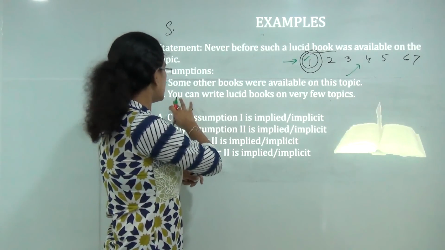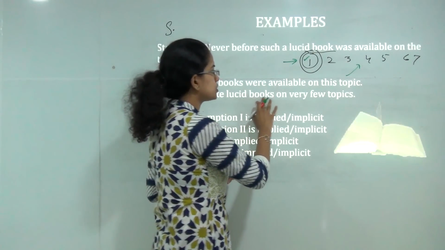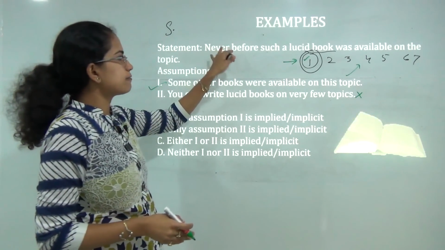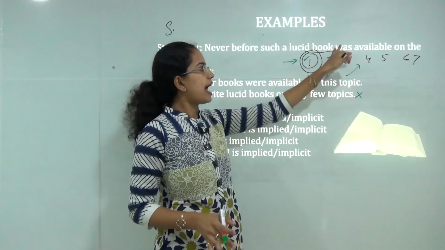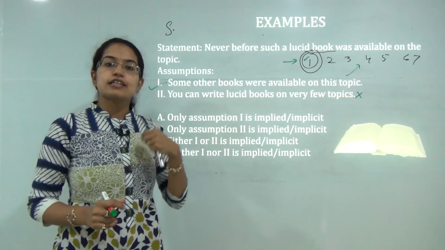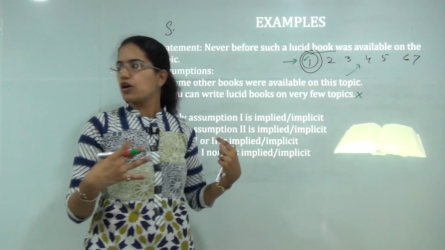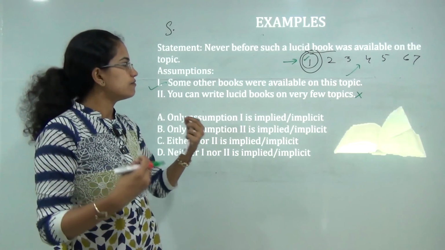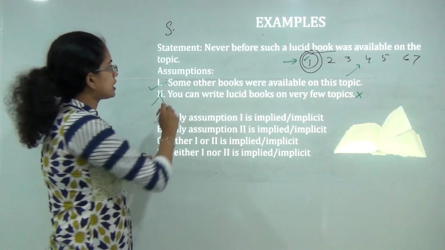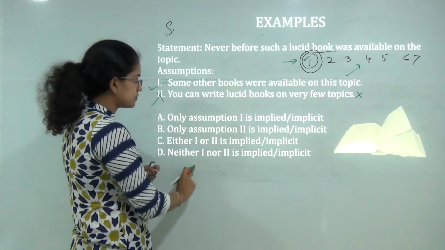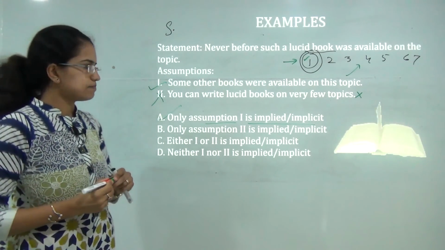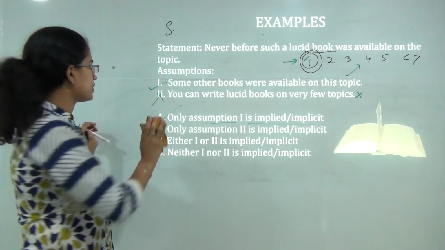Assumption 2 says you can write lucid books on very few topics. I cannot prove this because in the statement it is nowhere mentioned that lucid books can be written on only specific topics, or that writing a lucid book is very difficult. So therefore we cannot say lucid books should be written on very few topics. So this won't be a correct implication. So only assumption 1 is correct. So out of the choices I can say only assumption 1 is implied or implicit. So this is one example that we have discussed.